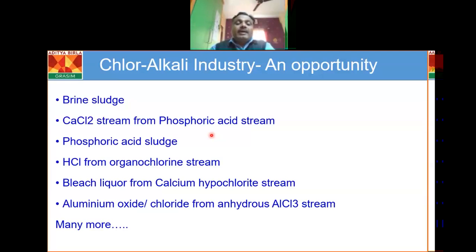So in our plant, we have chlorinated paraffin. We are going to have chloromethanes. So there is huge generation of hydrochloric acid. So we developed a process to purify this HCl.